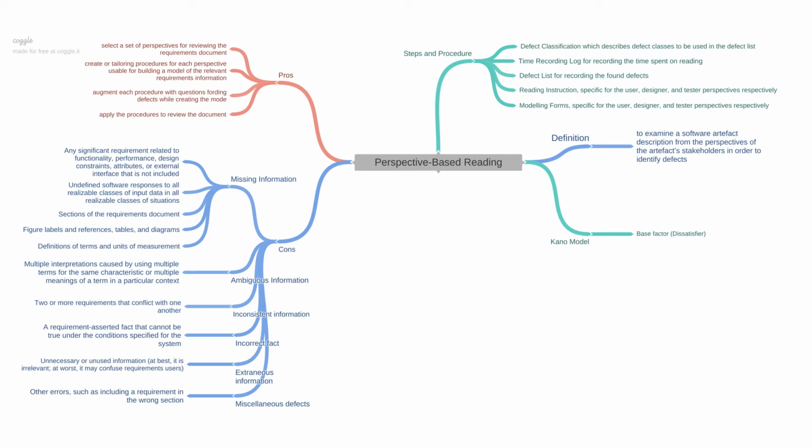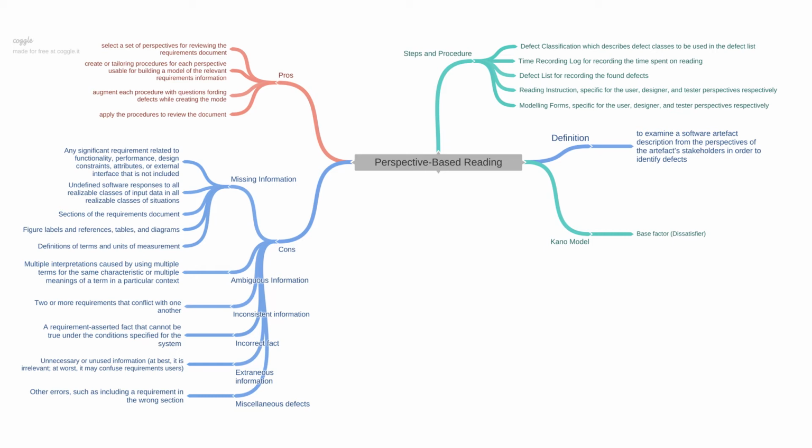Moving on to pros. Firstly, select a set of perspectives for reviewing the requirement document. Create a tailoring procedure for each perspective, usable for building a model for the relevant requirements information. Augment each procedure with questions for finding defects while creating the model. Apply the procedure to review the document.